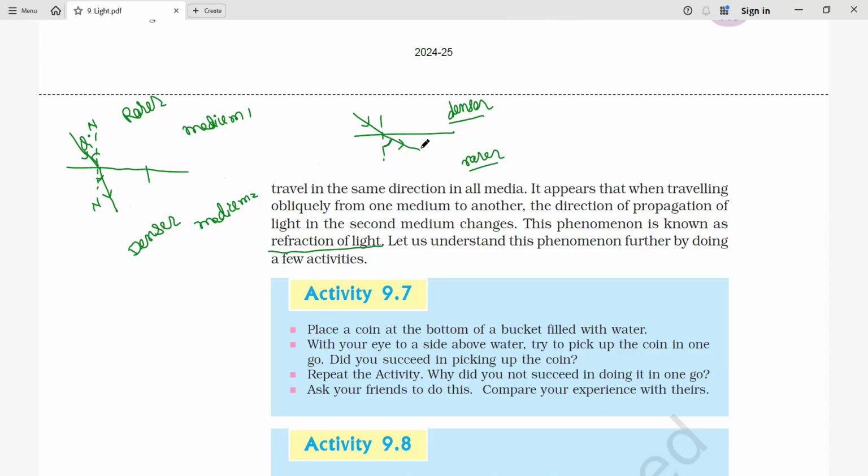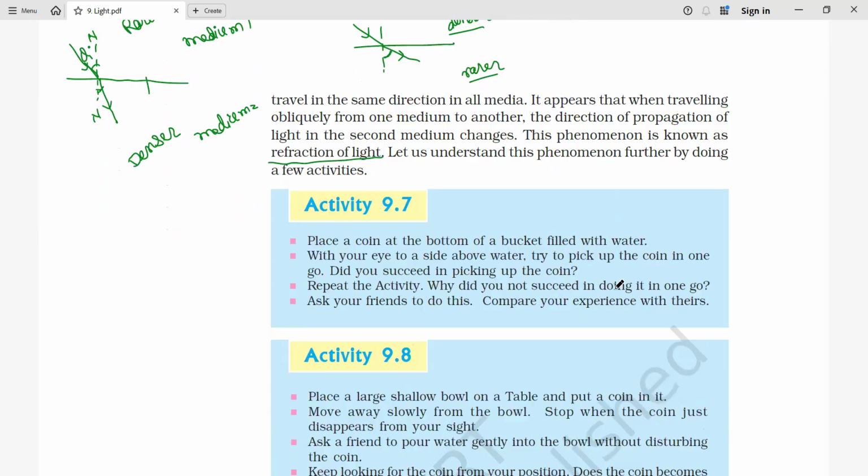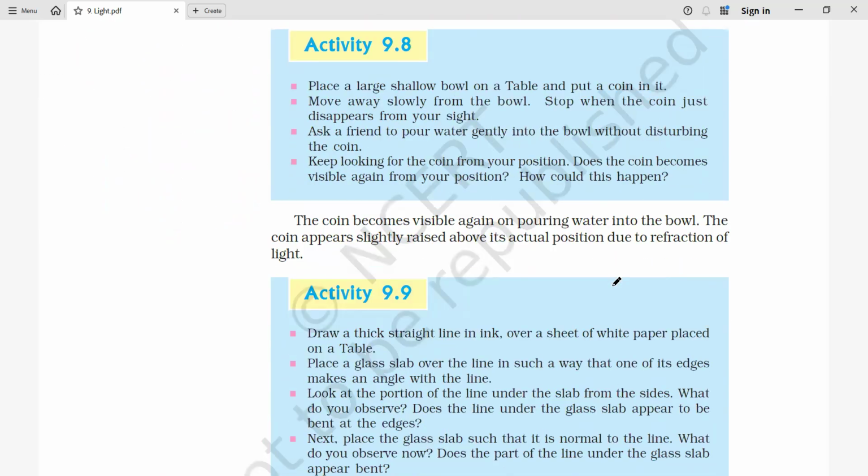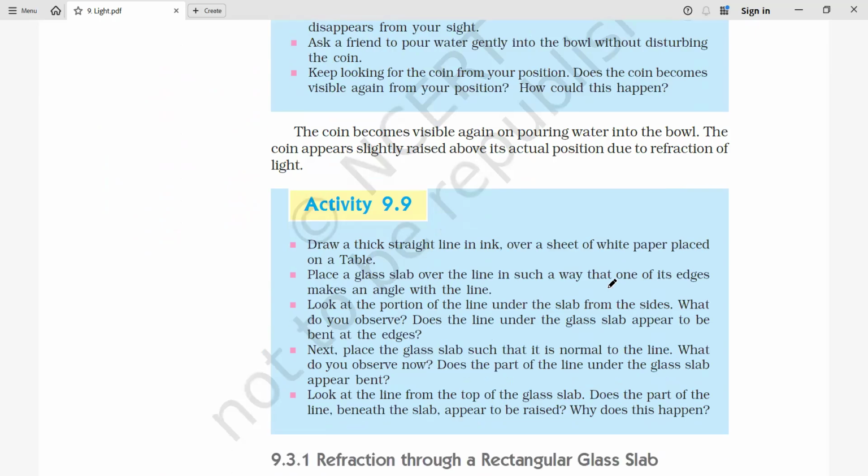So finally क्या हो रहा है, when light is going to travel एक मीडियम से दूसरे मीडियम में, तो उसका पाथ क्या हो रहा है, चेंज हो रहा है. So due to this, why path is going to change, this phenomena is called as the refraction of light. So एक मीडियम से दूसरे मीडियम में travel करना. And here we have some activities there.